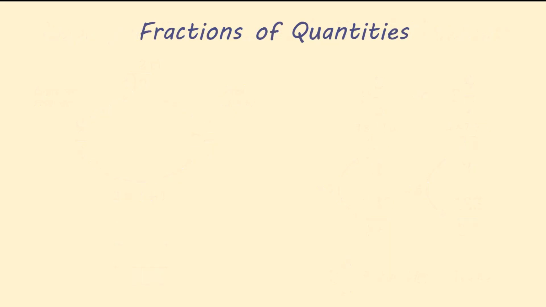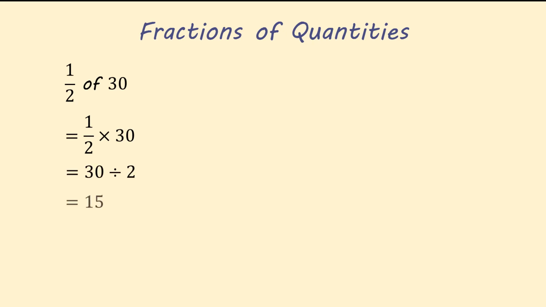The final bit of theory in this video is how to find fractions of quantities. Here we'll answer questions like how to find a half of 30. In maths, you can sometimes replace the word "of" with a multiplication sign to give a half times 30. This is useful if you have a calculator. However, we're going to tackle these questions without a calculator. You find half of something by dividing by 2, and 30 divided by 2 is 15.